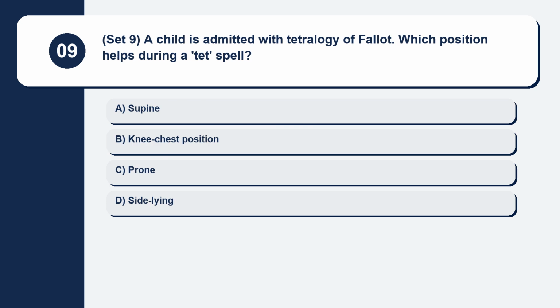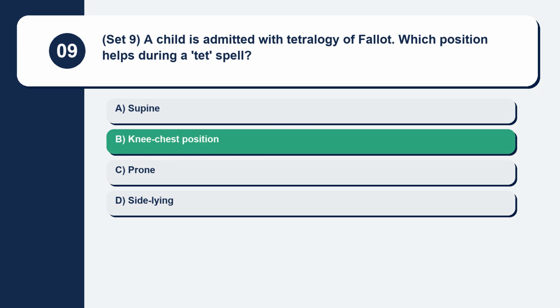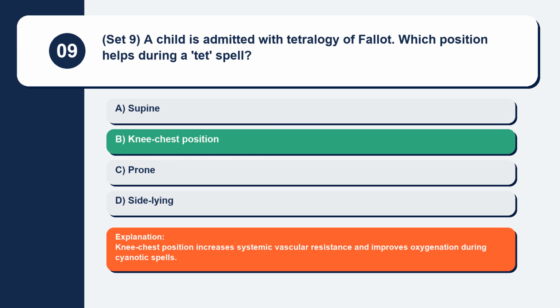Question 9. Set 9. A child is admitted with tetralogy of Fallot. Which position helps during a TET spell? Supine, knee chest position, prone, side lying. Knee chest position increases systemic vascular resistance and improves oxygenation during cyanotic spells.